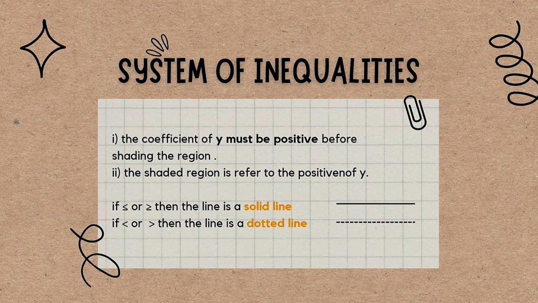Next, system of inequalities. Y must be positive before shading the region. The shaded region is referred to the positive of Y. More information you should know in system of inequalities is when we have to use solid line and dot line. Solid line if the symbol in equation show less than and equal to or more than and equal to, while dot line for the symbol less than or more than.